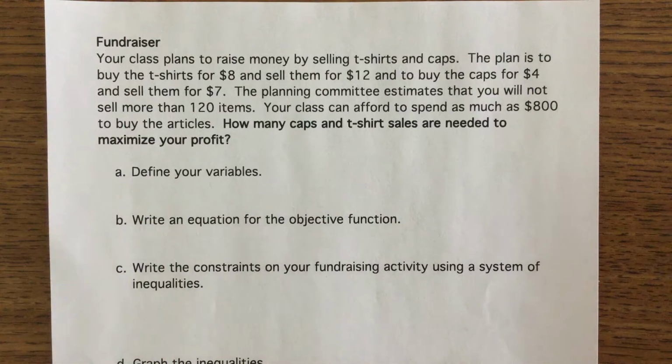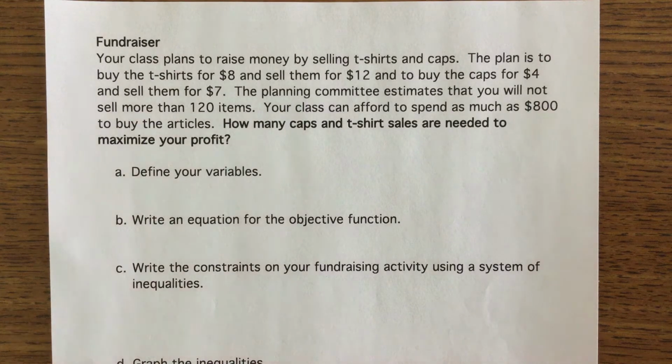So starting with the fundraiser problem. Your class plans to raise money by selling t-shirts and caps. The plan is to buy the t-shirts for $8 and sell them for $12, and to buy the caps for $4 and sell them for $7. The planning committee estimates that you will not sell more than 120 items. Your class can afford to spend as much as $800 to buy the articles. How many caps and t-shirt sales are needed to maximize your profit?